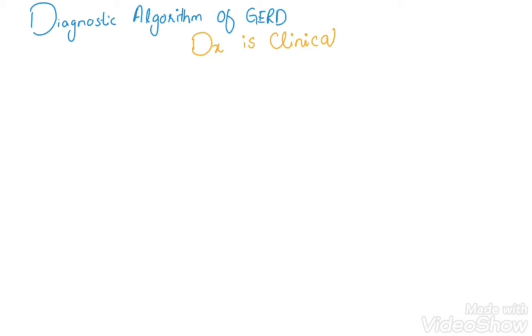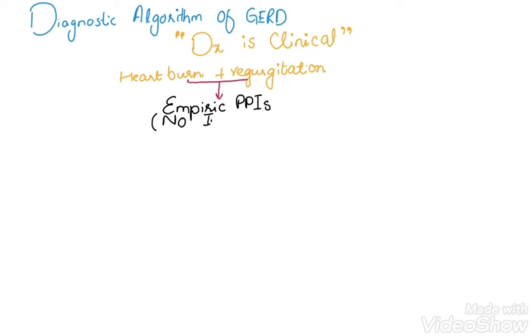Diagnostic algorithm of GERD. This means that a person with GERD does not undergo all the investigations. The diagnosis is always clinical in most cases, and when a person comes to you with heartburn and regurgitation, the clinically typical symptoms of GERD, we label him as GERD and we give him empiric proton pump inhibitors, and we do not do any investigation.